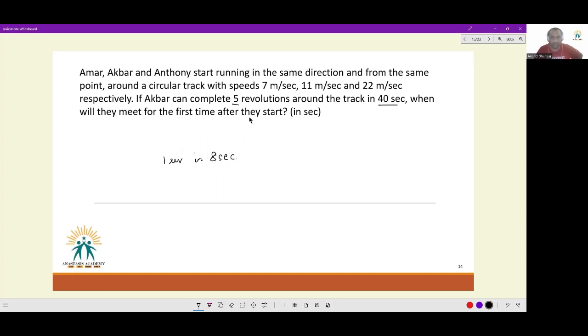And in 8 seconds, distance covered by Akbar. Akbar is the second fellow. So 88 meters is the circumference. Now see, because they're running in the same direction, how often will Amar and Akbar, the first 2 people, meet? They'll meet after this much time. This is for Amar and Akbar.